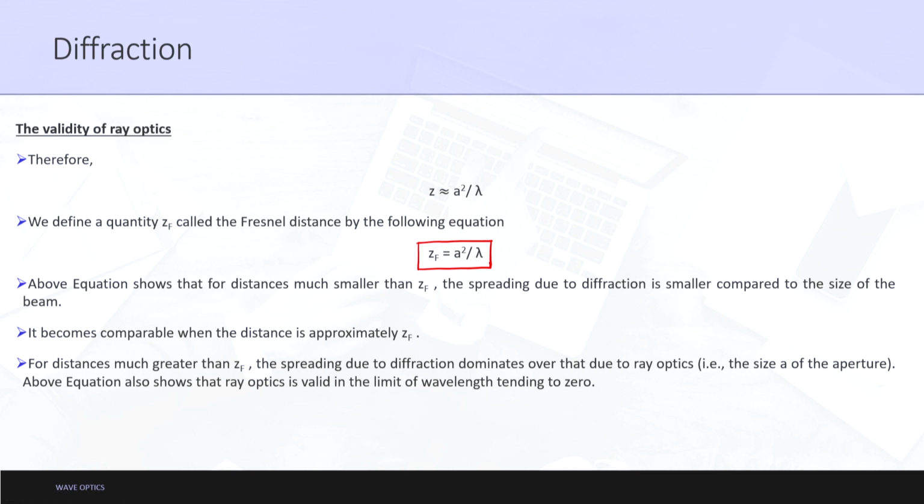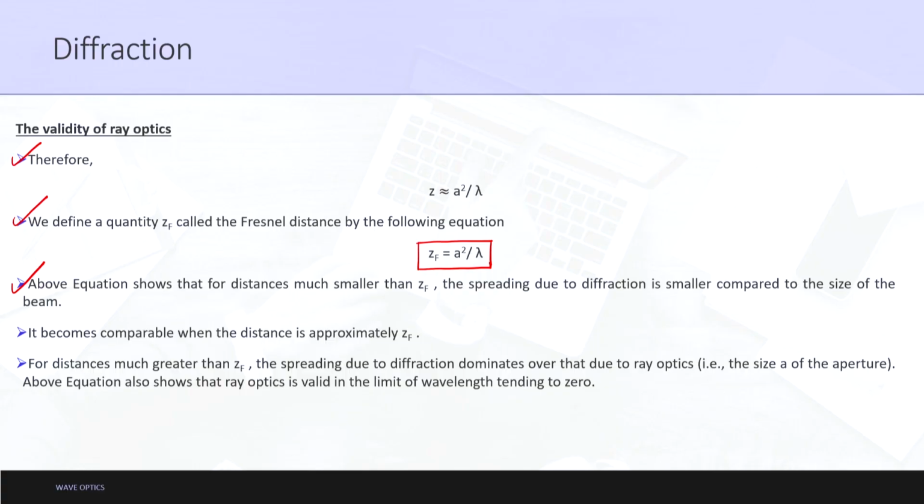The above equation shows that for distances much smaller than ZF, the spreading due to diffraction is smaller compared to the size of the beam. Quite evident, as I already told you, the distance is less, hence the complete width is not being utilized, and therefore the diffraction pattern is very small as compared to the size of the beam. As we know, diffraction is the phenomenon due to which light is bent when it meets an obstacle of the order of the wavelength of light. Therefore a similar concept is being used.